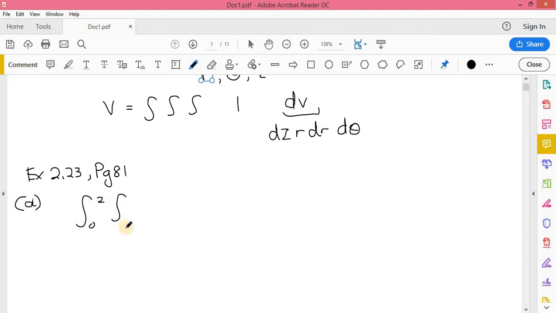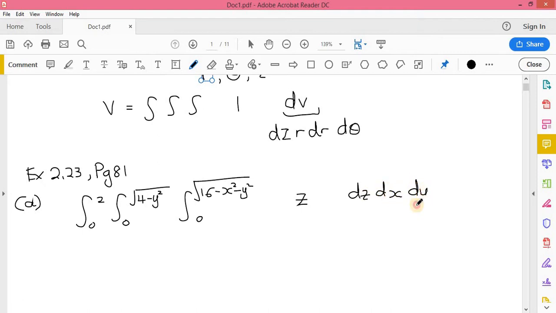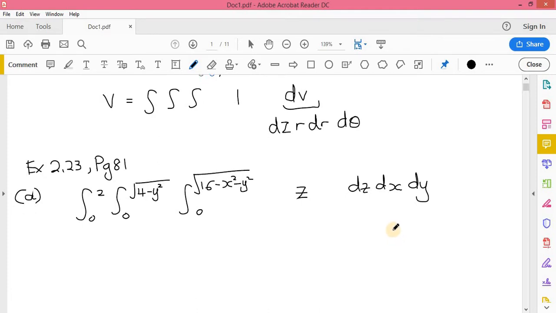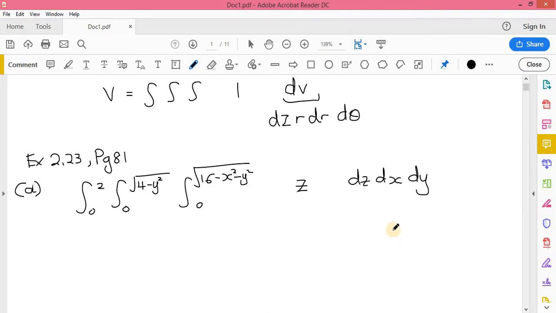0 to 2, 0 to square root of 4 minus y squared, and the last one you have 0 to square root of 16 minus x squared minus y squared, and z is here, dz, dx, and dy. So you need to solve these triple integrals by using polar coordinates.